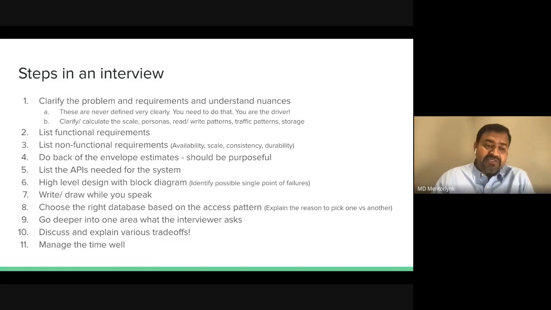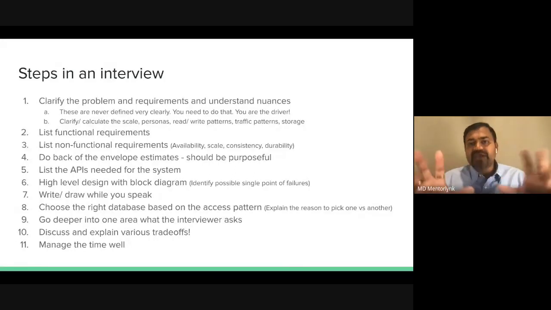The other tip is try to write or draw while you speak. Sometimes what happens is you are speaking and you're making good points, but you are not writing it down or drawing it out in the diagram. And at the end of the day, maybe the interviewer is taking notes. You're at the mercy of their due diligence in taking notes to capture what you have been thinking, right? You are your best advocate.